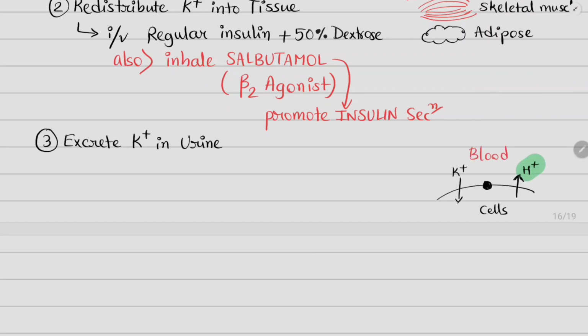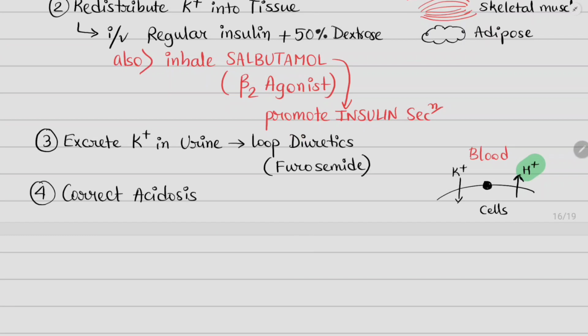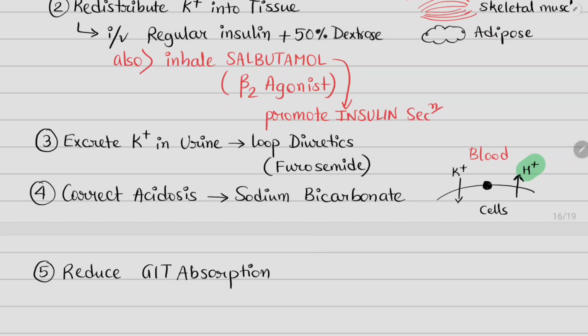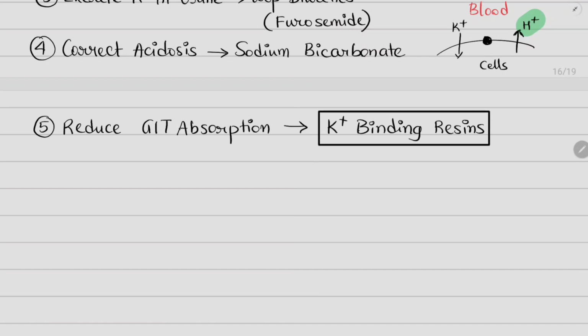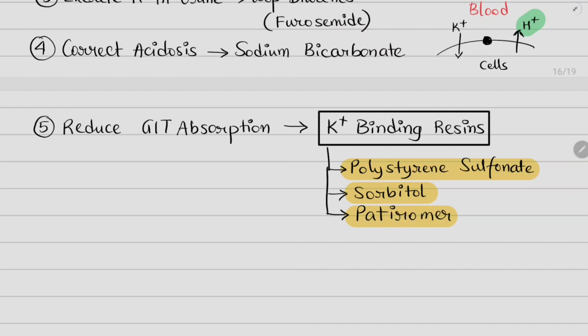Number 3, you have to excrete potassium in urine in cases of hyperkalemia. This can be done by using loop diuretics like furosemide. And number 4, you have to correct the acidosis which occurred due to potassium uptake in the cells, corrected by using sodium bicarbonate. And number 5, you have to reduce the GIT absorption of potassium. This can be done by giving potassium binding resins like polystyrene sulfonate, sorbitol, and patiromer.